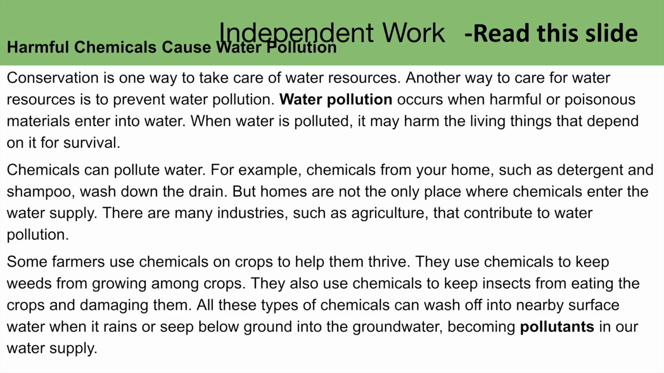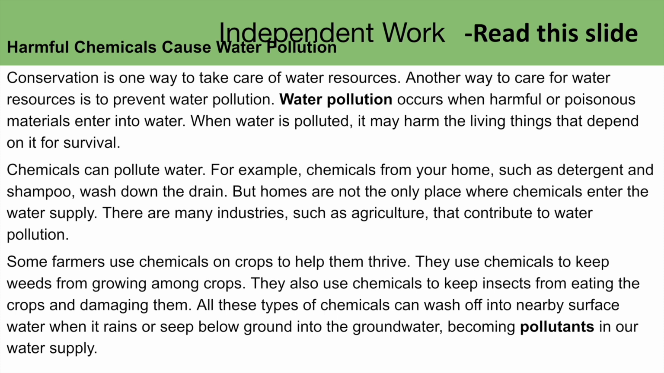Independent work. Harmful chemicals cause water pollution. Conservation is one way to take care of water resources. Another way to care for water resources is to prevent water pollution. Water pollution occurs when harmful or poisonous materials enter into water. When water is polluted, it may harm the living things that depend on it for survival.